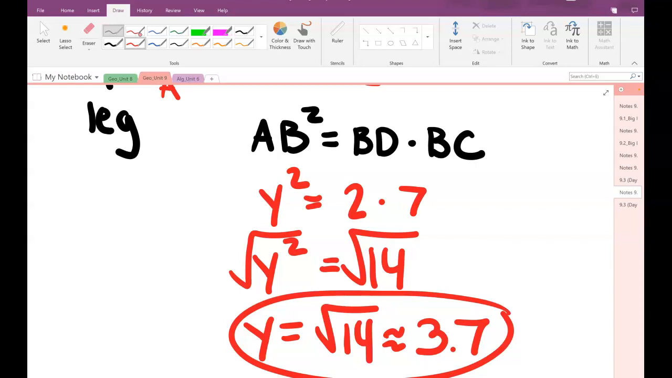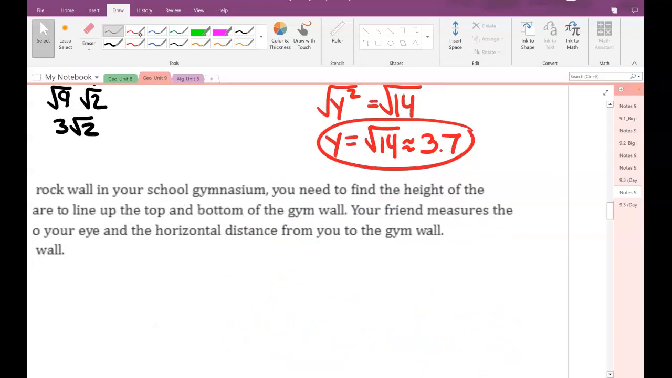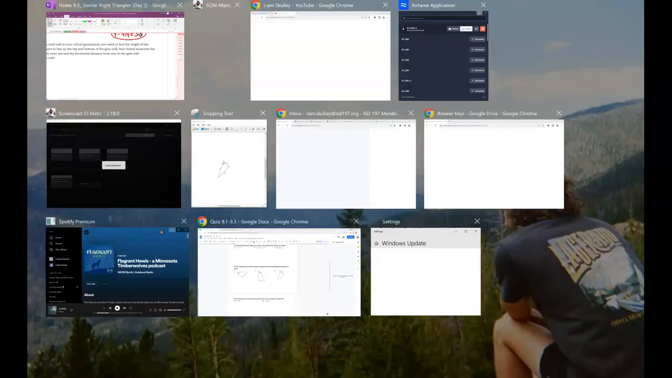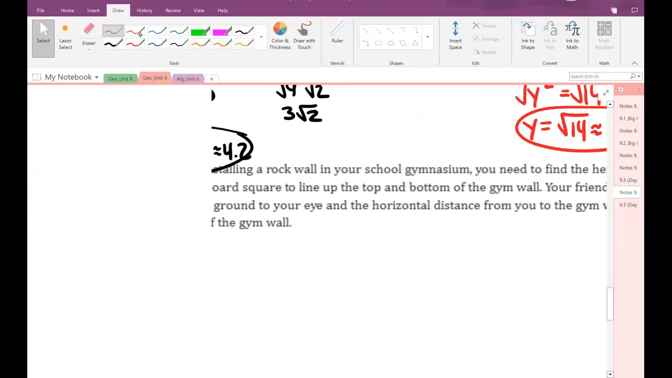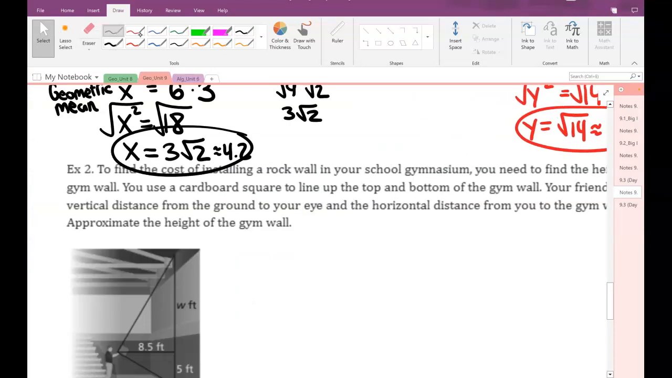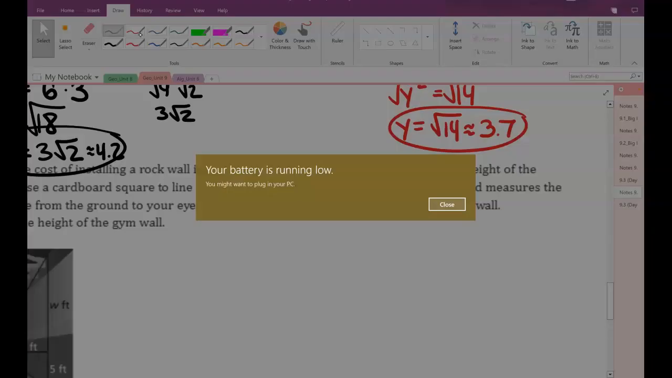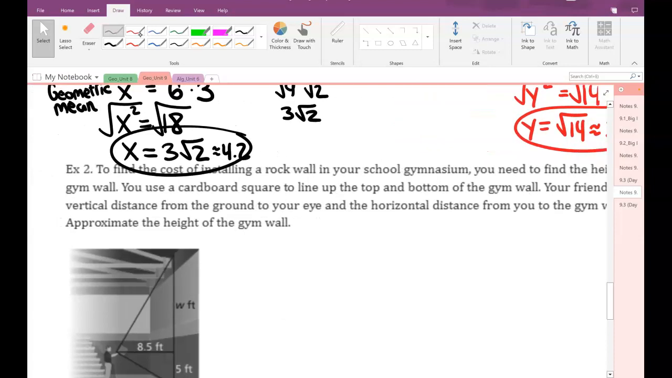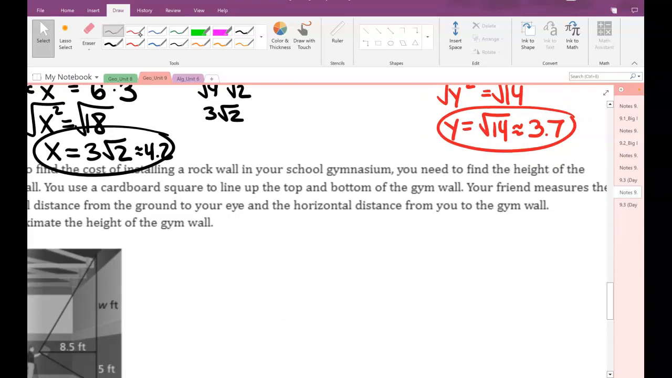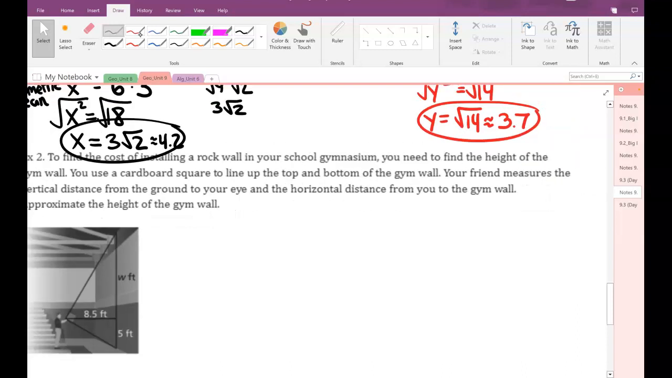Last one, we're just going to do a word problem that puts them all together. The setup goes, we're trying to build a rock wall in your high school gymnasium. We need to find the height of the gym wall. We use a cardboard square to line up the top and the bottom of the gym wall. Our friend measures the vertical distance from the ground to your eye and the horizontal distance from you to the gym wall. Approximate the height of the wall.